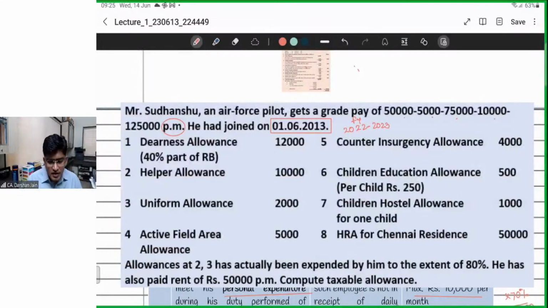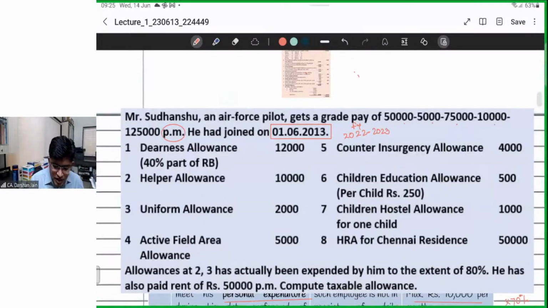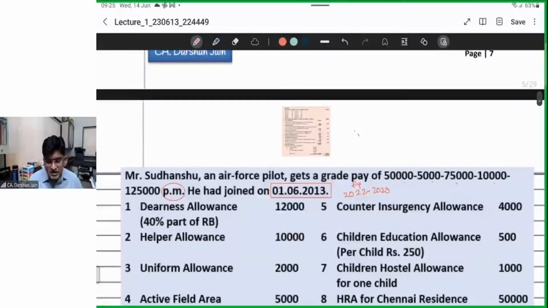Okay, no. I guess I don't have answers for this. Let me show you how it works. See, mostly in organized employment, you have got a grade pay system. How it works? Sudhanshu was employed on 1st of June 2013.